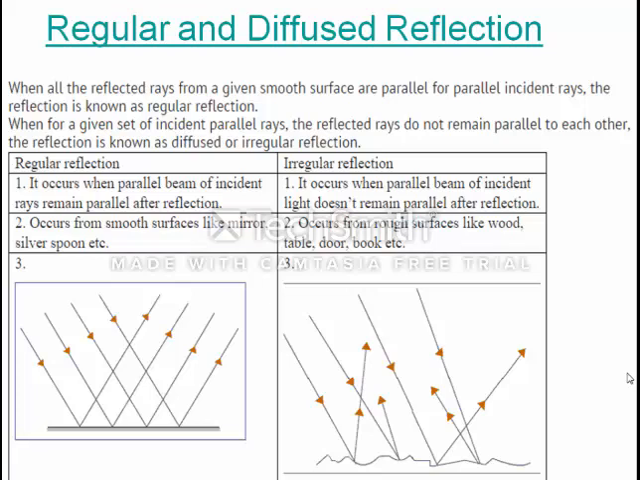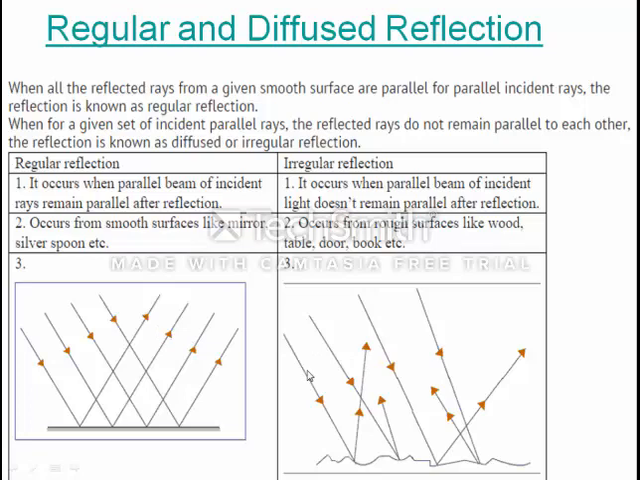Regular reflection is also known as specular reflection, and irregular reflection is also known as diffuse reflection. As this topic was taught to you in your 8th class also, when all the reflected rays from a given smooth surface are parallel for parallel incident rays, that means if the incident rays are parallel, then the reflected rays are also parallel, the reflection is known as regular reflection.